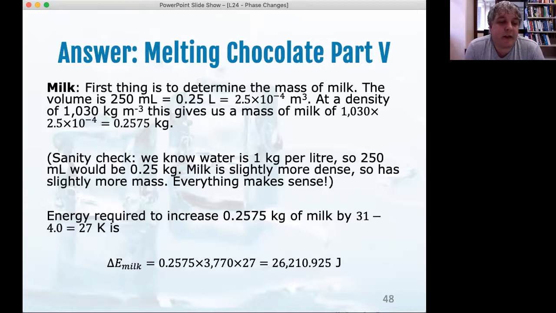And then the energy to increase from 4 to 31 degrees C is just a 27 Kelvin jump. And the same process as we had before, the mass times that amount of energy per kilogram per Kelvin times the number of Kelvin that you're changing, gives us an energy requirement of 26,210.925 joules. So now we know how much energy the milk and the pot both required.